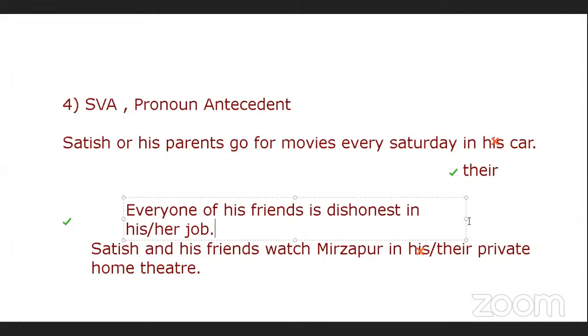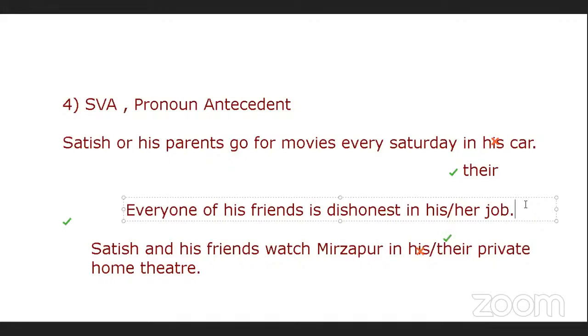Now tell me, guys. Is it a correct sentence? Every one of his friends is dishonest in his or her job. नहीं, his or her, ठीक है. Namrata is saying his. Ananya is saying their job.